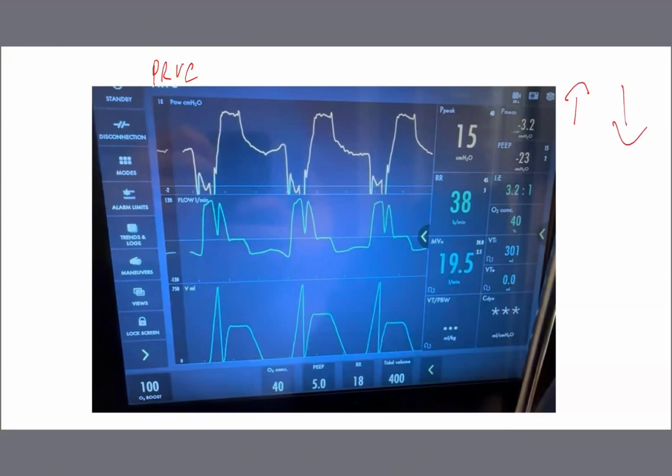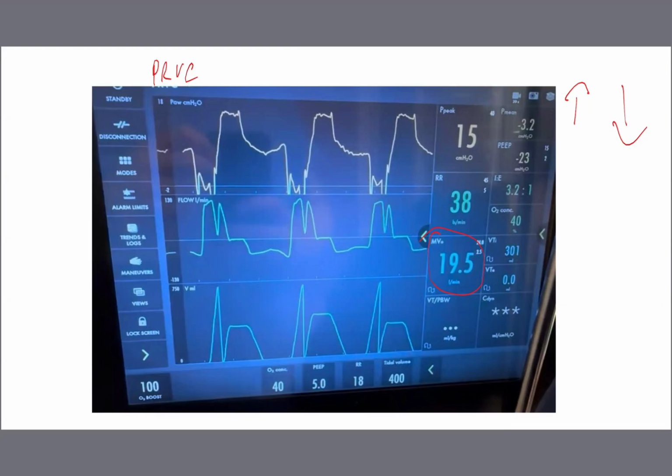There's a couple of things that I want everyone to recognize here. One is that, yes, there is a tremendous amount of dysynchrony, mostly related to the fact that the patient has a very high minute ventilation need. The patient has a high minute ventilation need because of the underlying metabolic acidosis.